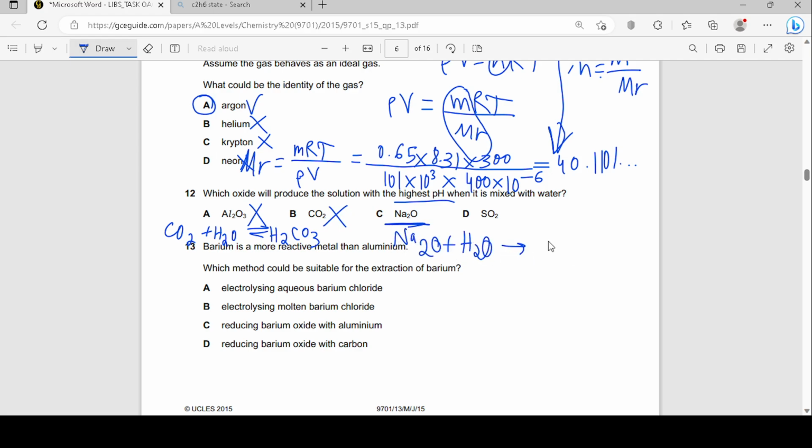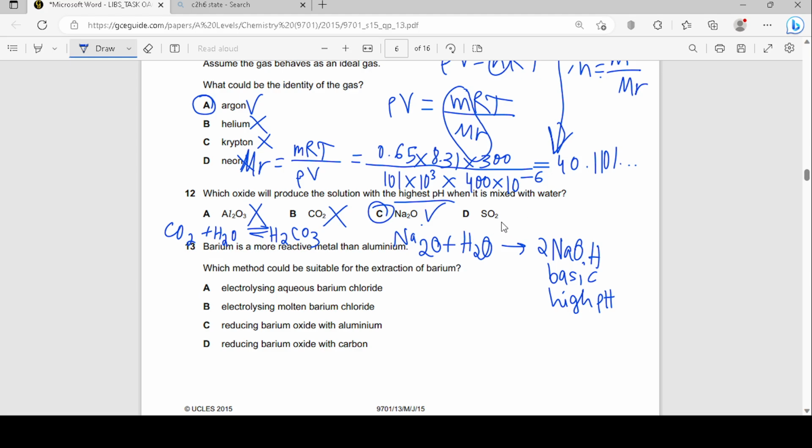Na2O plus H2O gives you 2NaOH, which is basic. It's a basic substance. It has a high pH, right? So, as you know from your studies of inorganic chemistry, probably C is the correct answer.